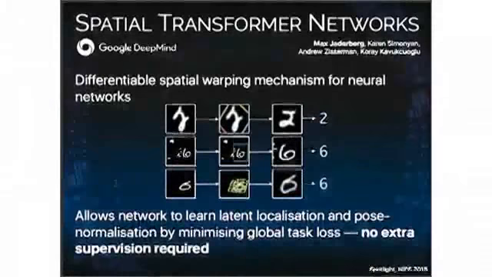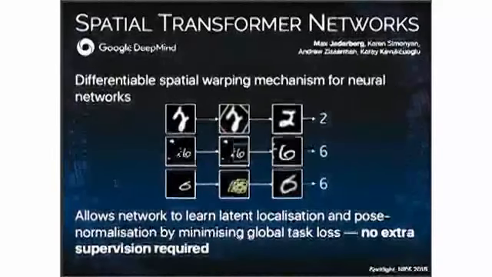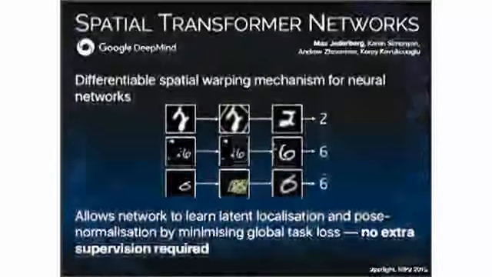Hi, my name is Max Jaderberg, and this is our work on spatial transformer networks together with Karen, Andrew, and Koray at Google DeepMind. Basically the motivation for this work was that we're missing a key ingredient for neural networks, and that's being able to allow them to spatially warp their data.